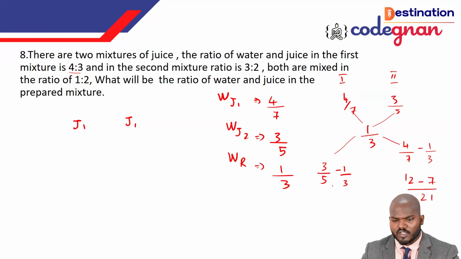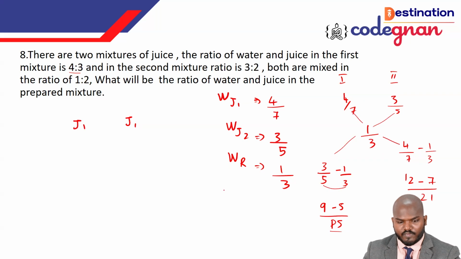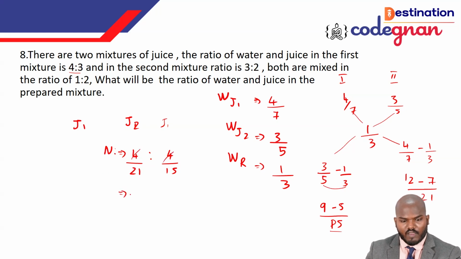That is 15. Probably that 15 will come here, so we multiply here by 3 and here by 5, and we get 15 again. Like that we have the new mixture ratio, which is 4/15 to 4/21. Here this is 2 and this is 1. You can see 4 and 4 cancel each other, and you can say that it is 15:21.